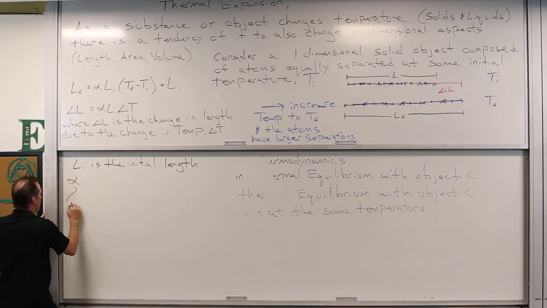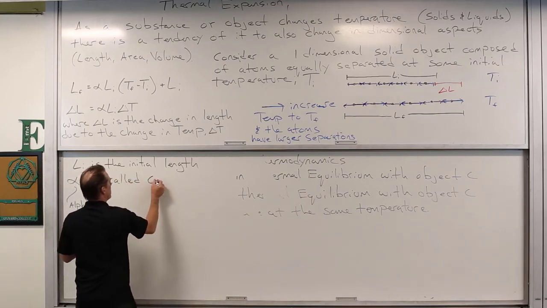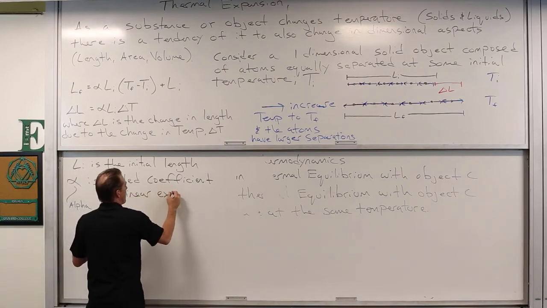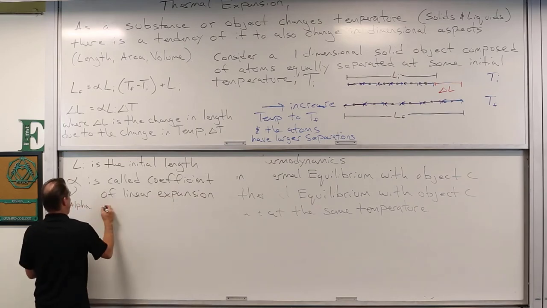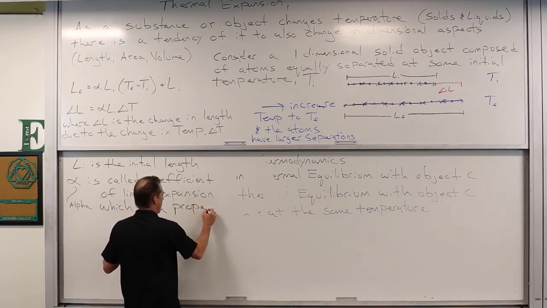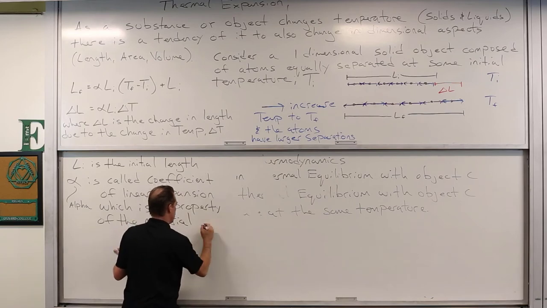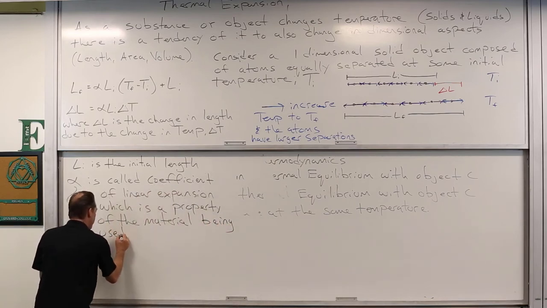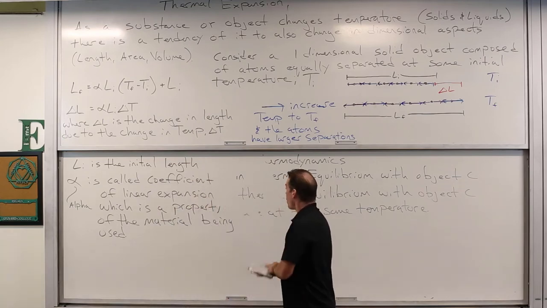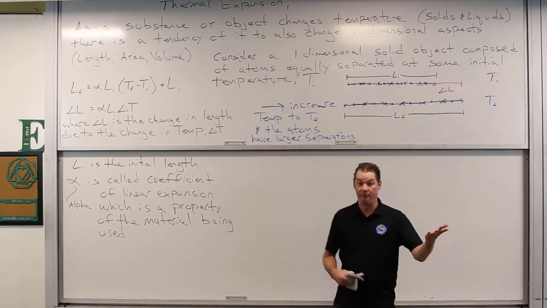And alpha. It's called the coefficient of linear expansion, which is a property of the material. Different materials have different coefficients of linear expansion. Generally, we define coefficients of linear expansion for solid types of material. For liquids, that's a little more difficult, so we just use volumes for liquids.